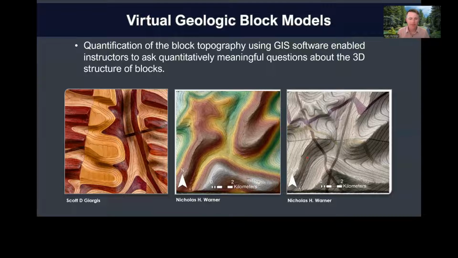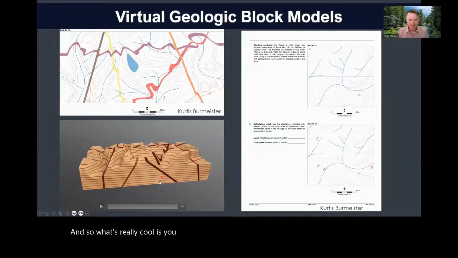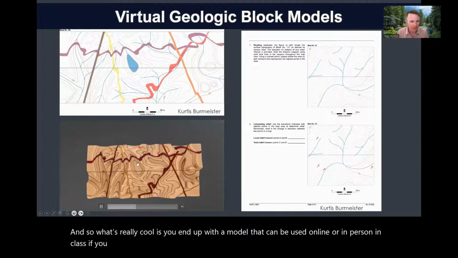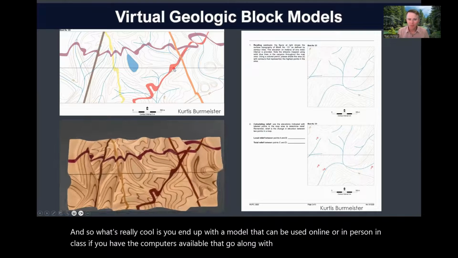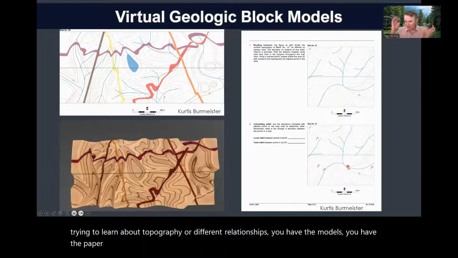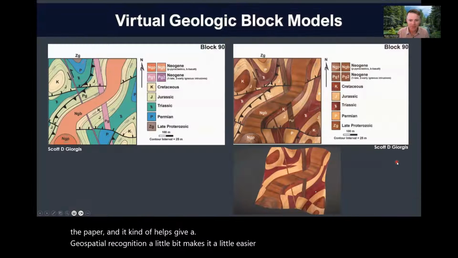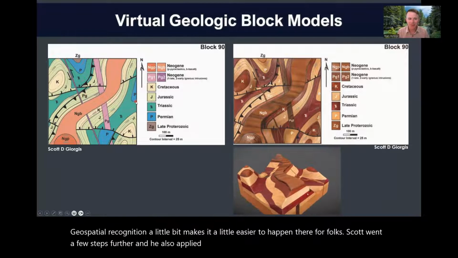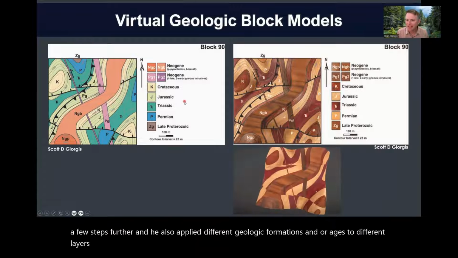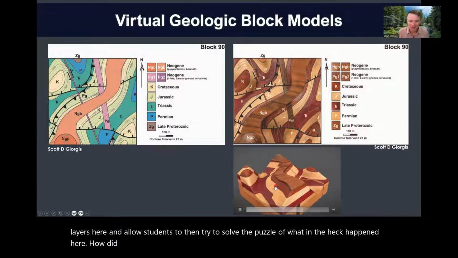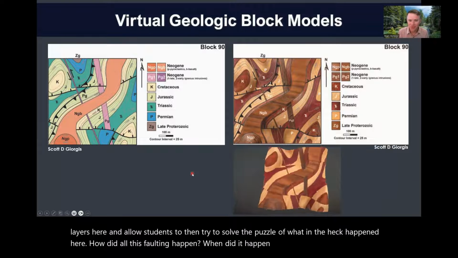So what's really cool is you end up with a model that can be used online or in person in class if you have the computers available, that go along with paper versions. So when you're trying to learn about topography or different relationships, you have the models, you have the paper, and it helps give a geospatial recognition a little bit, makes it a little easier for folks. Scott went a few steps further, and he also applied different geologic formations or ages to different layers here, and allows students to then try to solve the puzzle of what in the heck happened here. How did all this faulting happen? When did it happen? It's a pretty slick tool as well.